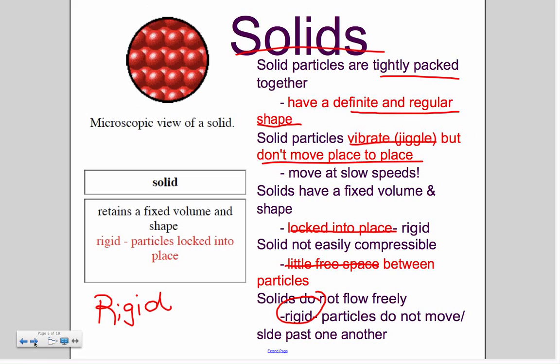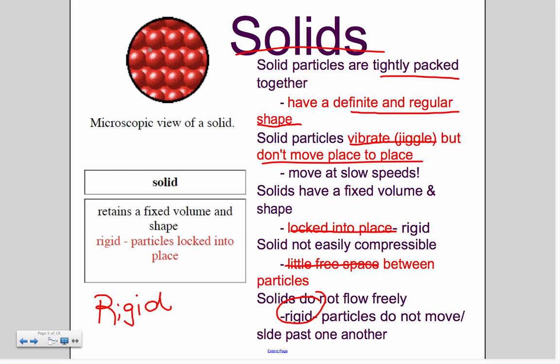And then the last one is solids. The solids, if you look at the picture, are very tightly and more rigidly packed together. They do have a definite shape and a definite size and amount of space that they take up. Solid particles vibrate, but they don't move, and they're kind of stuck in their place, in their spacing.